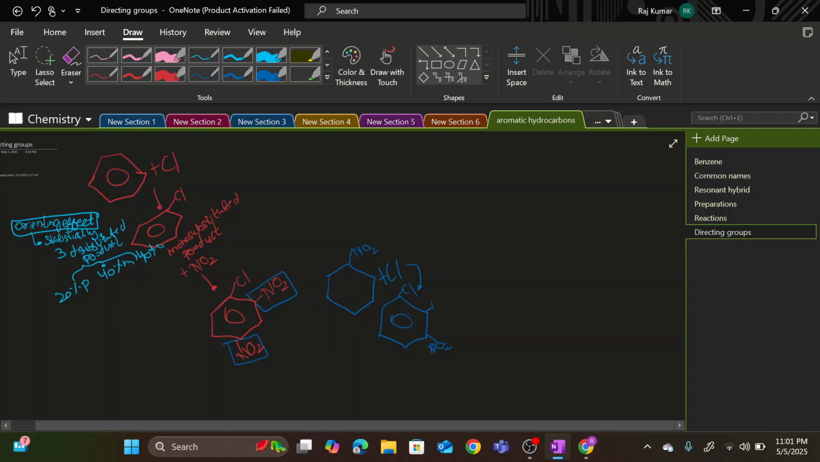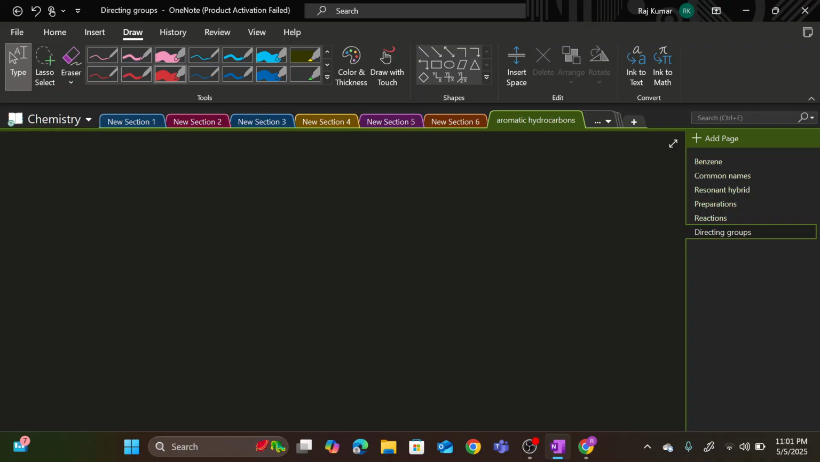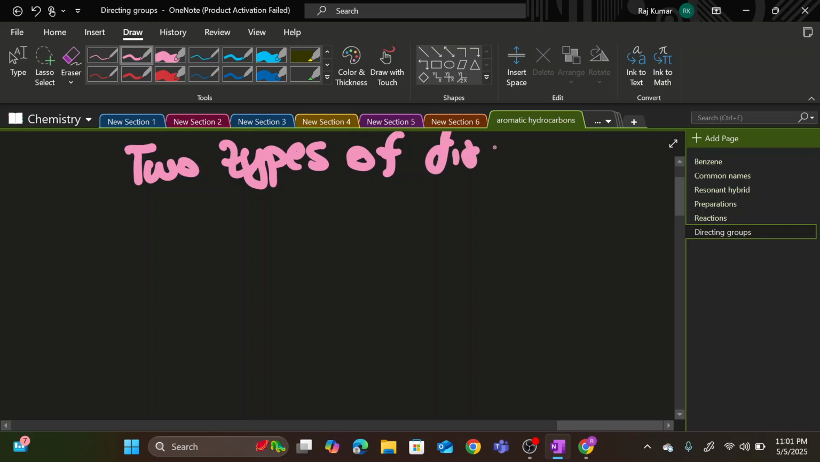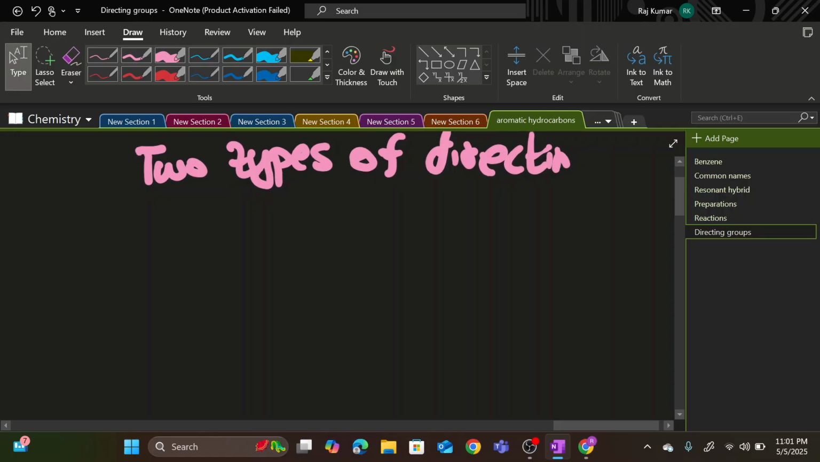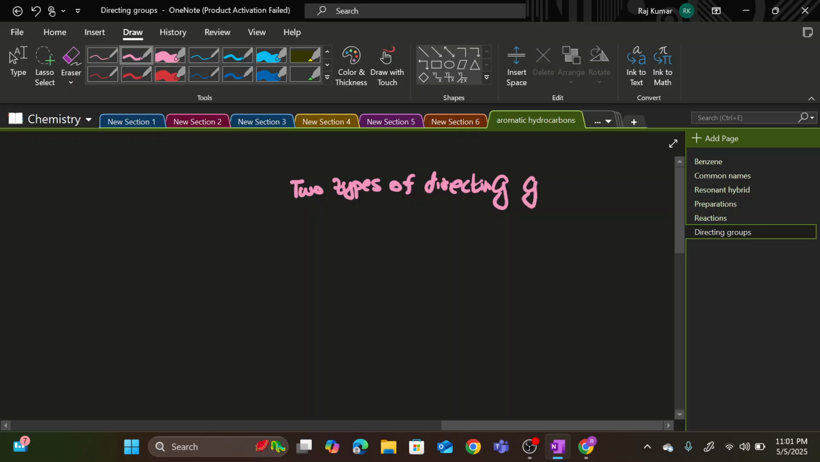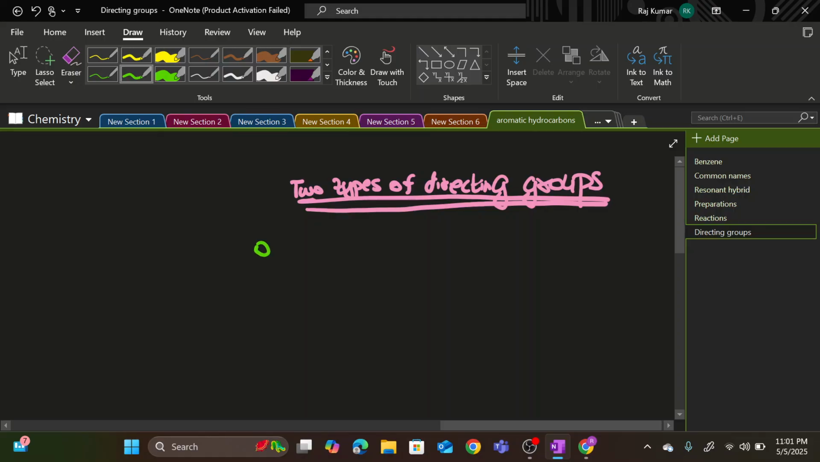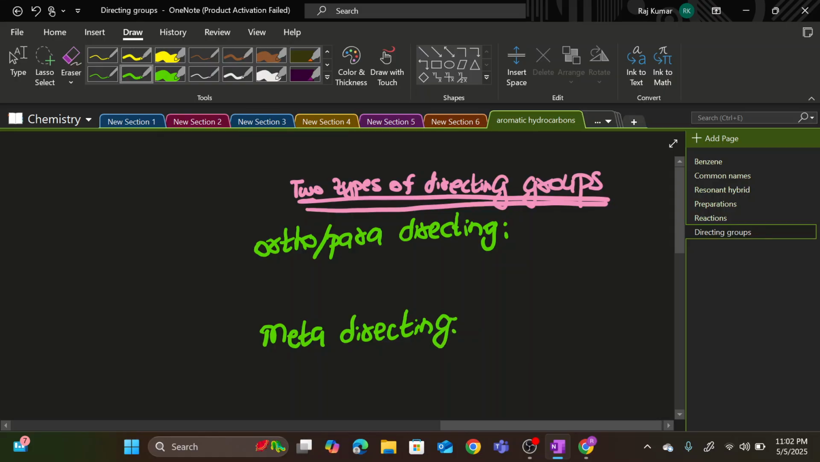This can be explained in two ways. There are two types of directing groups, or orienting groups. One group, which I'm going to write over here, is the ortho para directing group, and the other group is the meta directing group.